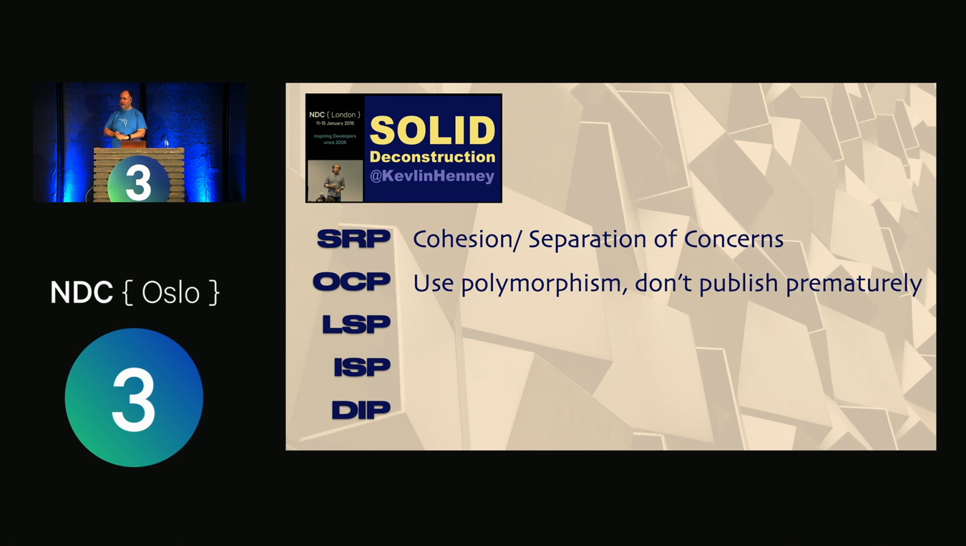OCP, I think you could summarize Kevlin's view as, well, it just means use polymorphism, but also, separately, don't publish interfaces prematurely. And what he means by that is that the closed part of the open-closed principle, closed for modification, feels a bit dated. Rooted in the 80s when it was expensive to change code and to track it. We didn't really have version control systems. We did, but they weren't widely used. So yeah, we had to be very careful about how we modified code.